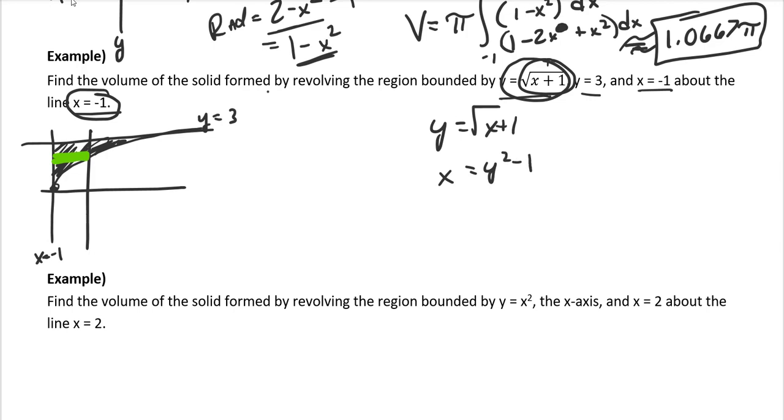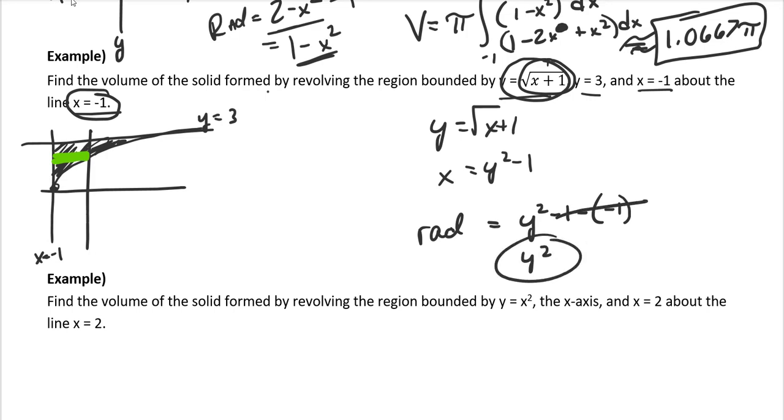But I'm revolving it around the line x equals -1. So I have to subtract, so the radius is equal to y squared minus 1 minus the line that I'm revolving it around. So it's y squared, and then that just cancels, right? So it's just y squared. That makes my life a lot easier.